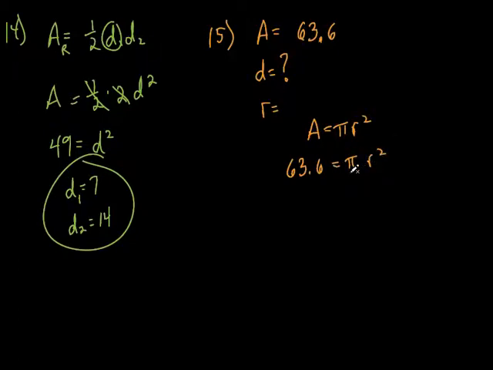So what do we do here? Divide by pi, right? And then square root it. You get an answer for that, so that's the radius, but you asked for the diameter. So what do you do with that? You multiply that by 2, and you've got the diameter.